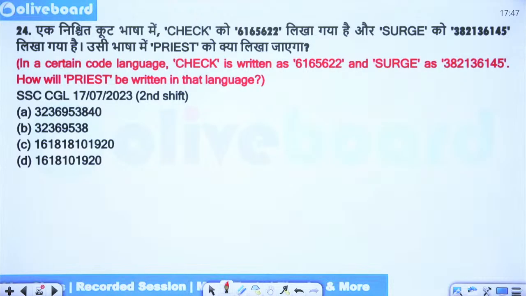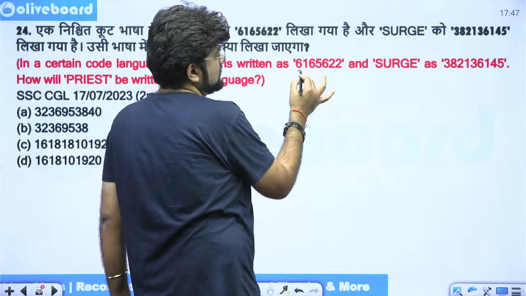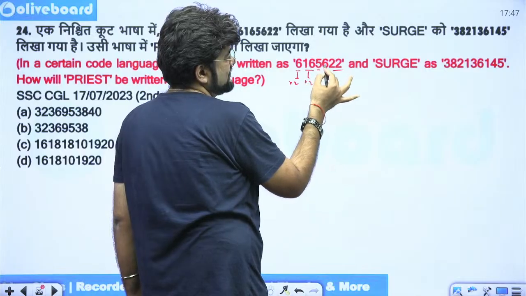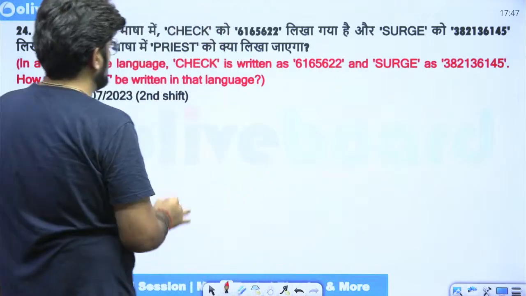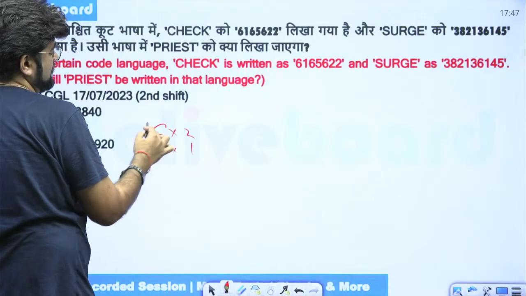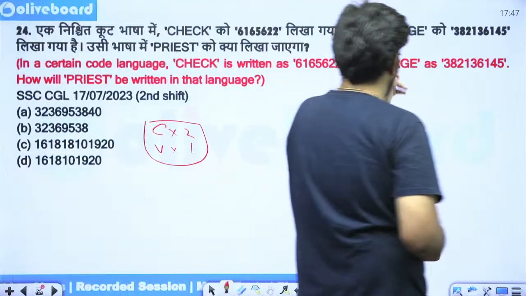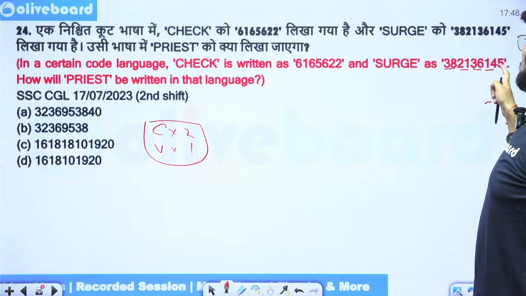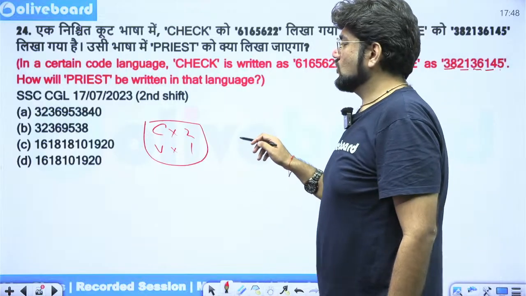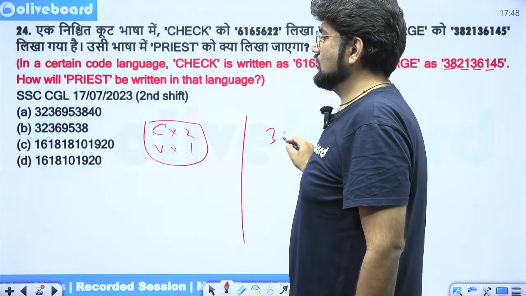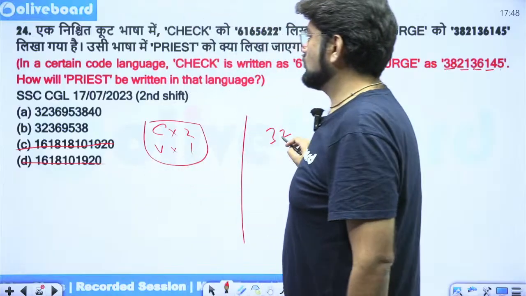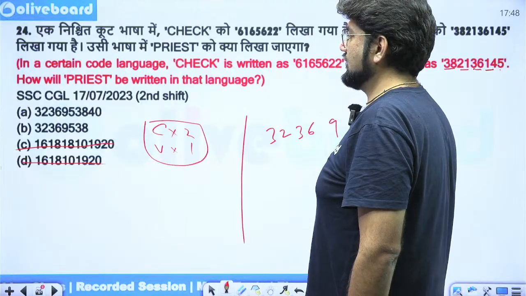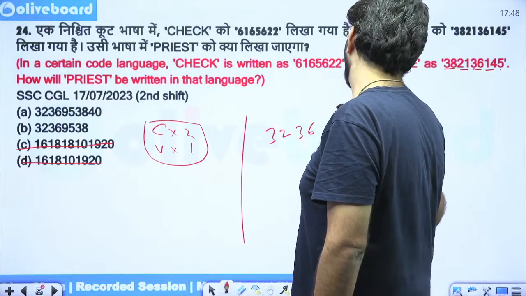Check is written as this, so H is double. Can we say consonants are doubled and vowels are the same this time? Yes, logic. Confirm it here. Consonant is doubled, vowel is the same, consonant is doubled, vowel is the same. Correct, working. So consonant is doubled, so we have 32 gone, 36, I is 9, 5, T, last is T, has to be doubled, so 40 is not there.